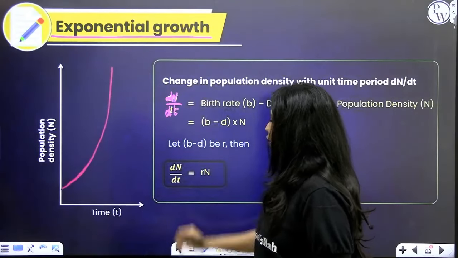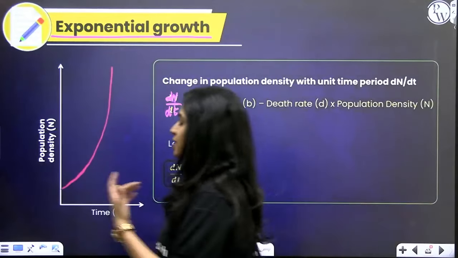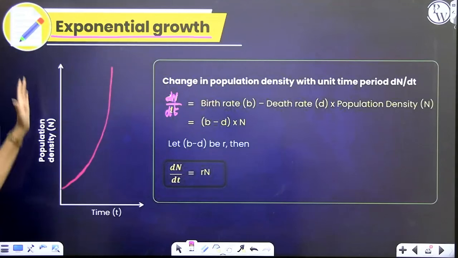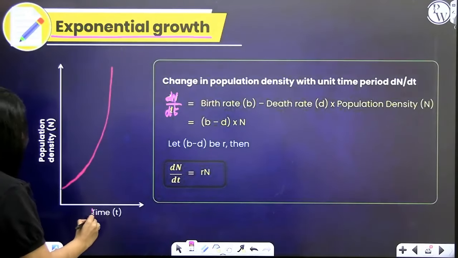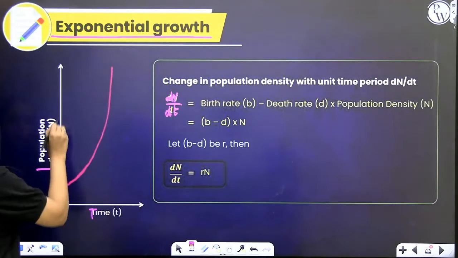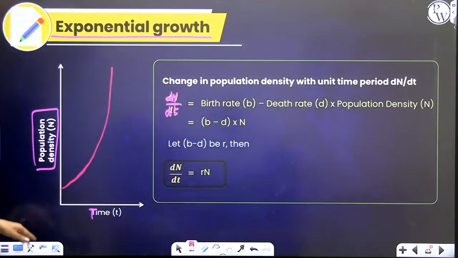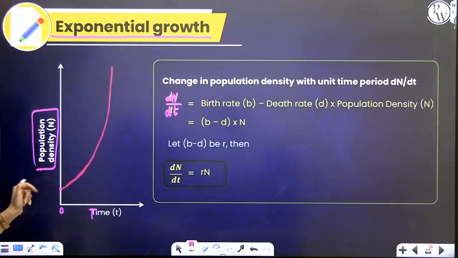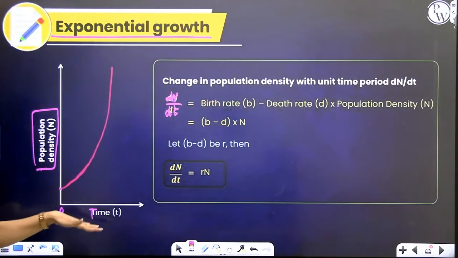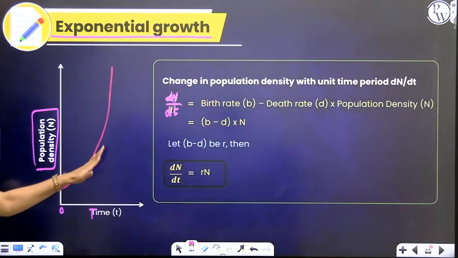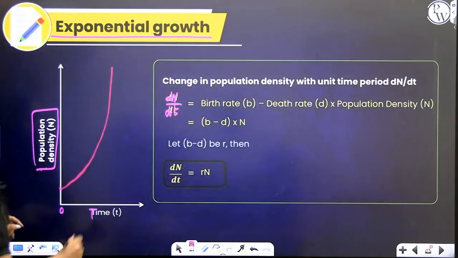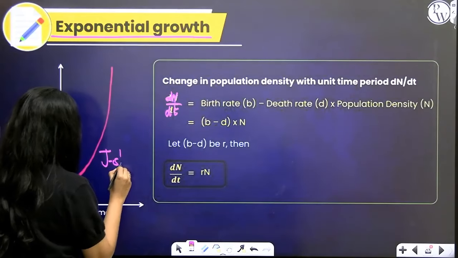So we are trying to find out what pattern a population follows. Over here, we've plotted a graph with time on the x-axis and population density on the y-axis. At time 0, you have some population, some number of individuals present there. Over the course of time, it's increasing exponentially. That is why it's called exponential growth. In exponential growth, you get a J-shaped curve, as you can see here.